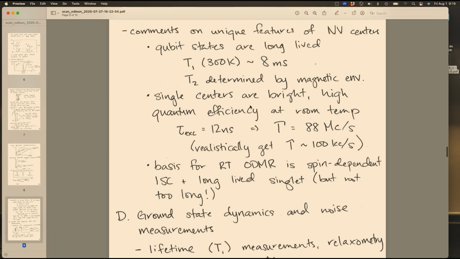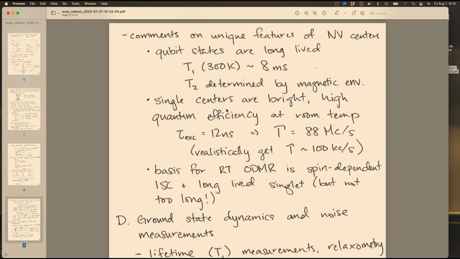Okay, the other key is that the single centers are very bright photon emitters. Okay, so my excited state lifetime is 12 nanoseconds. In principle, if I could really collect every single photon, that should give me about 100 million counts per second. In practice, it's sitting inside a high index of refraction environment, which is very difficult from an optical aberrations perspective. So we actually get more like, this is out of date, maybe 1 million counts per second or something when we try hard.